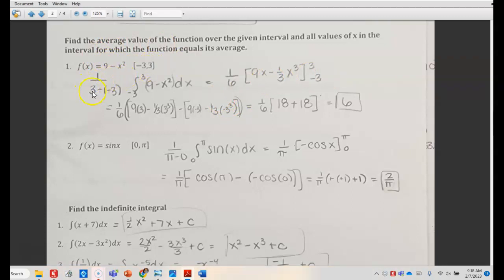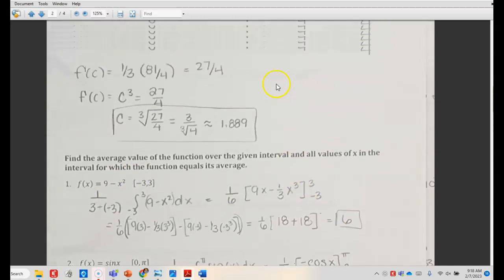So in this case, 3 minus negative 3, integrating from a to b over that interval. So we're going to integrate 9 minus x squared dx to get 6. So that means the average value is 6. If I ask you for the c value, you have to set the original equal to 6.